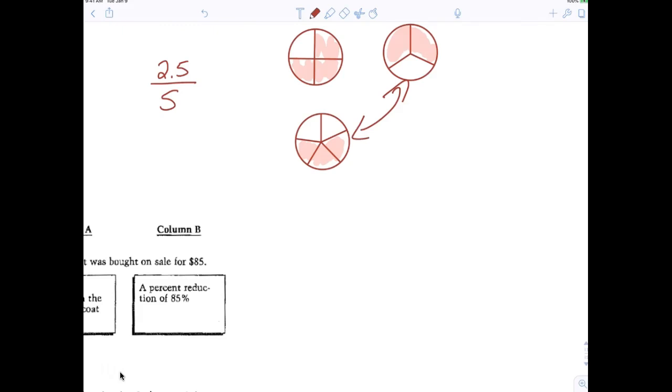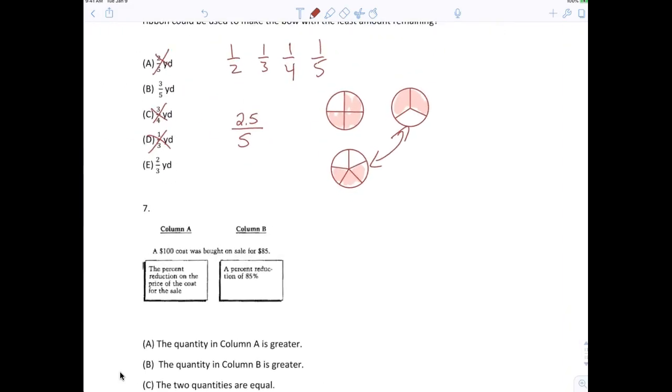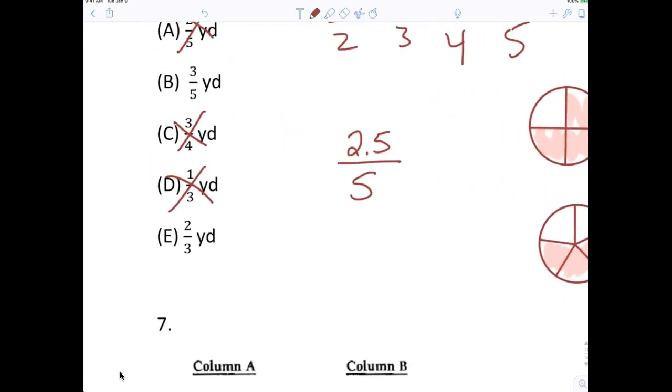Does anybody know which one is better, though? Which one would be better, do you think? B, because it's only 0.5 away from a half. Okay, so let's do this. So you are correct. B is the correct answer.